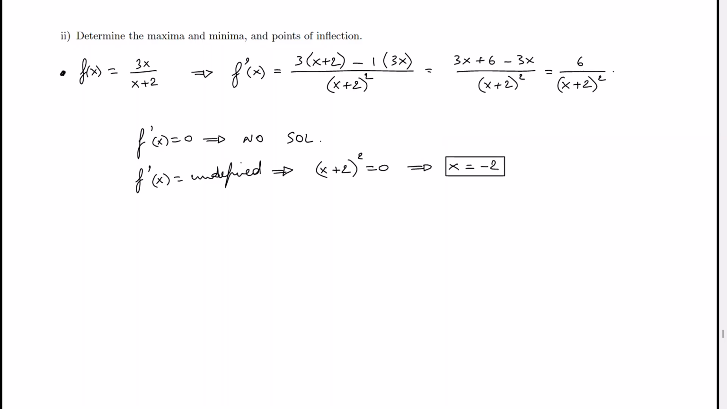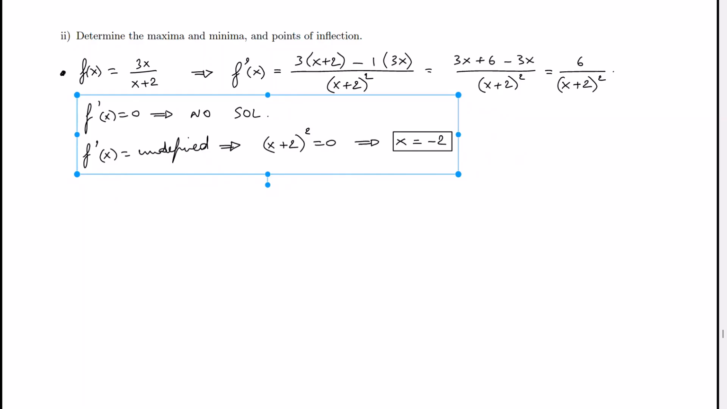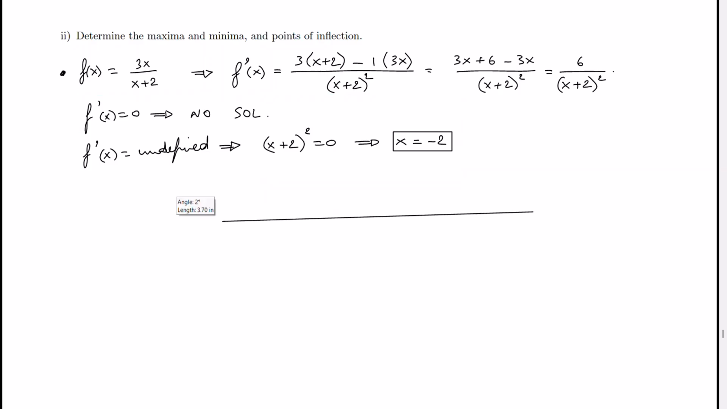Now keep in mind that x equal to negative 2 is also not inside the domain, so don't mislabel it as a maximum or minimum. It's actually just a random point that does not belong in the domain of the function f of x. So it's a critical number nonetheless.